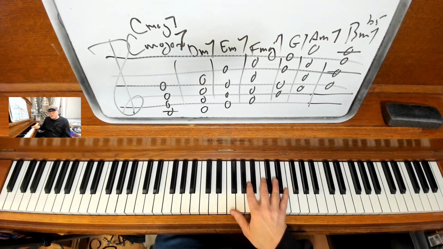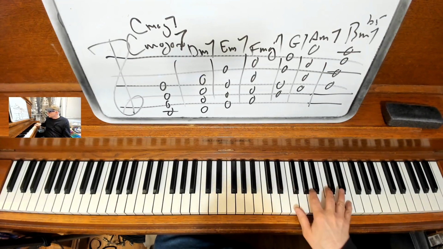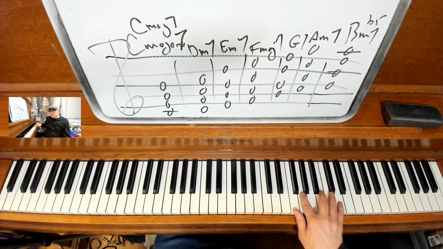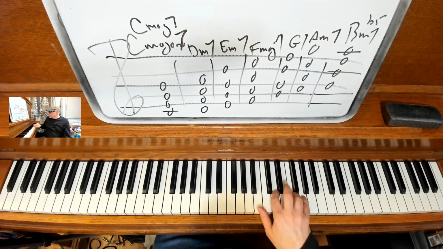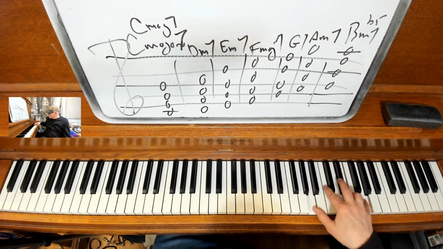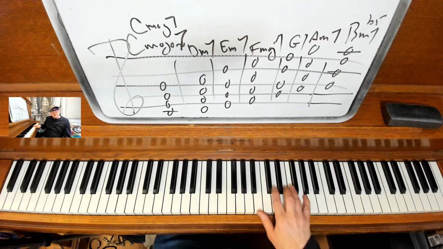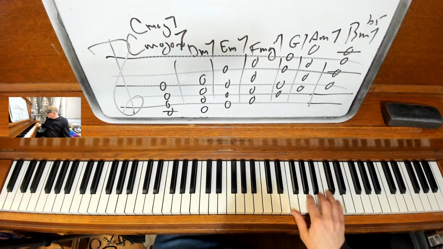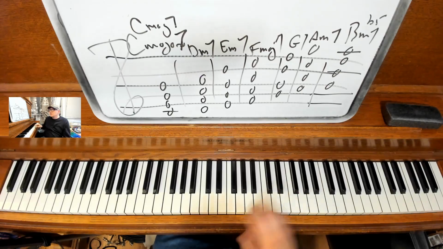This is right, F major 7. G7, but I really don't want to leave anything out. A minor, okay? And then B minor 7, flat 5. Oh, excuse me, I played the wrong note. All right, and we're back to the C.